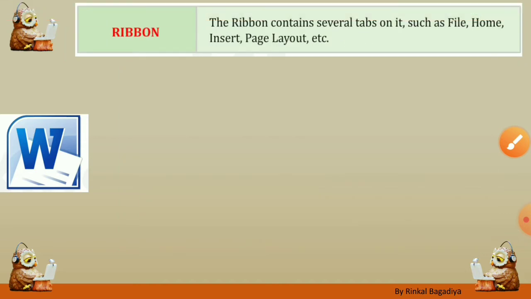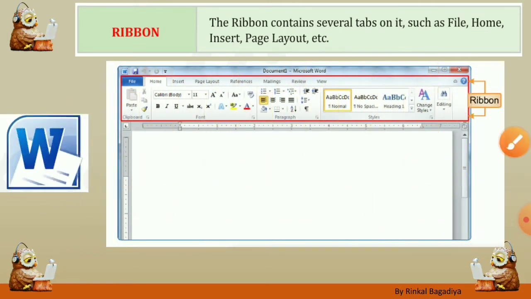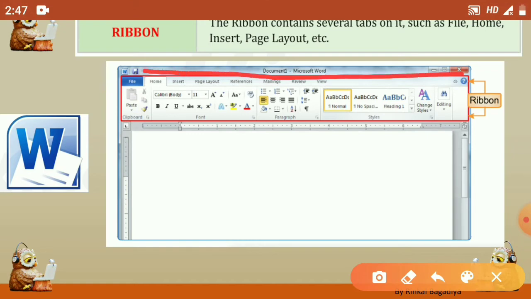Now the next tool is the ribbon. The ribbon contains several tabs such as File, Home, Insert, Page Layout, etc. You can see on the screen the red line box. This whole red line box is called the ribbon. The ribbon contains tabs and groups. File, Home, Insert, Page Layout, References, Mailings, Review, View, these all are tabs.